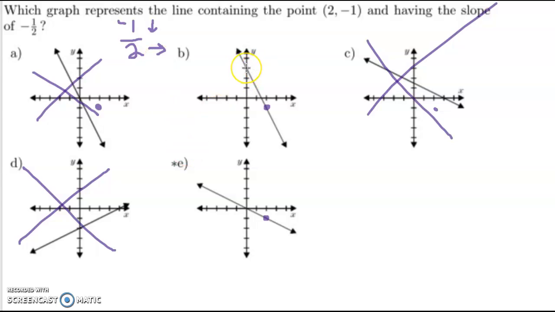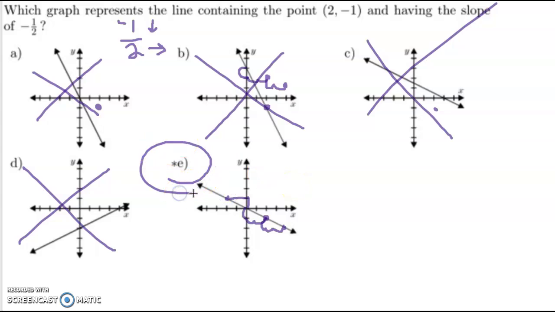So let's start here. If I go down 1 and to the right 2, 1, 2, it would mean I have a point here. So guess what? This graph is not a slope of -1/2. But let's try this one. If I go down 1 and to the right 2, bam, I land on that graph. Even if I go up 1 and to the left 2, bam, I'm on that graph. So guess what? That is the correct slope, and it goes through the point (2, -1).